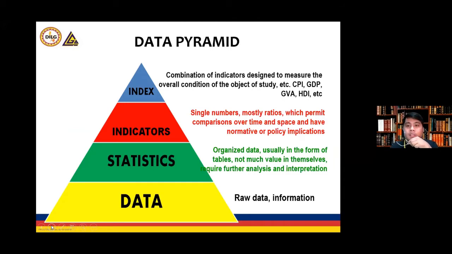So we have, for the index, examples natin dyan, yung CPI. Ano ibig sabihin ng CPI? Doon yung Consumer Price Index natin, the Gross Domestic Product, and the Gross Value Added, and the Human Development Index. So ito yung mga indicators that are designed to measure the overall condition of the object of the study. So, for example, yung Human Development Index natin, no, yung HDI natin, that is one of the primary indicators kung gaano na develop or gaano na kaganda yung sitwasyon, no, ng isang bansa pagdating sa, for example, in responding to the challenges of poverty.